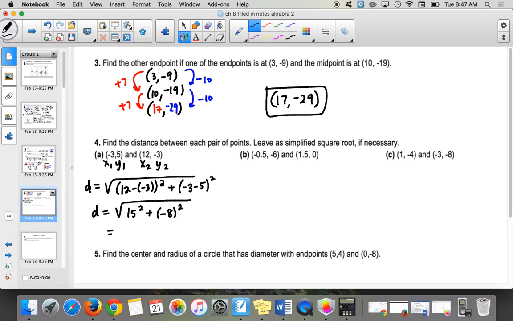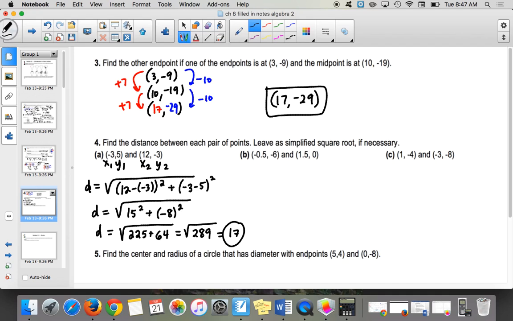Okay, you can't just take the square root of each of those and be like, oh, 15 plus -8. Can't do that, right? So we're going to find those. So 15 squared is 225. And -8 times -8 is 64. So when we add those together, what do we get? 289? Does anybody know the square root of 289? Yep, it's 17. Good.